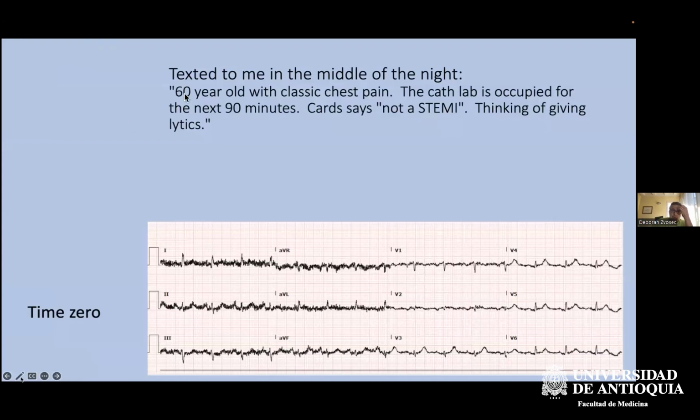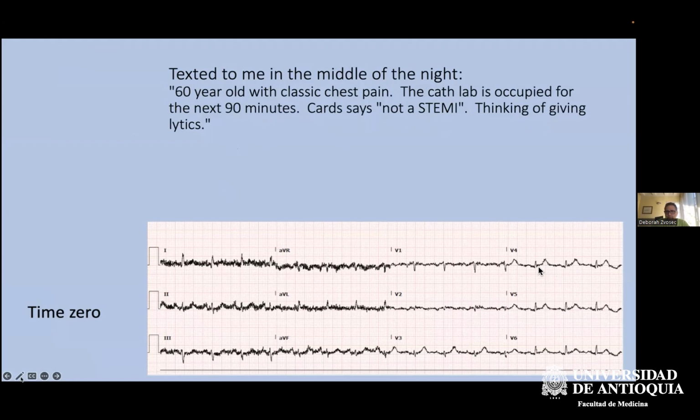So I was lying in bed one night. One of my former residents texted me this EKG in the middle of the night, 60-year-old with classic chest pain. The cath lab is occupied for the next 90 minutes. Cardiology says not a STEMI, thinking of giving lytics. And this was the EKG.